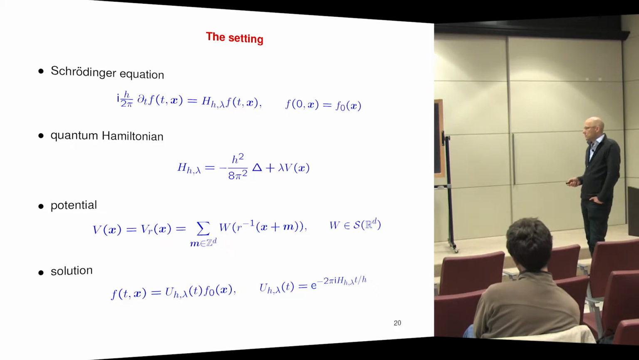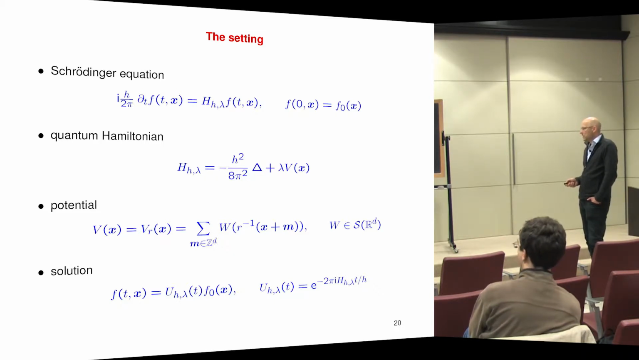You can write the solution of your Schrödinger equation formally starting with your initial density f0 and then applying this unitary operator here. V is a real valued function, so this makes this operator self-adjoint.